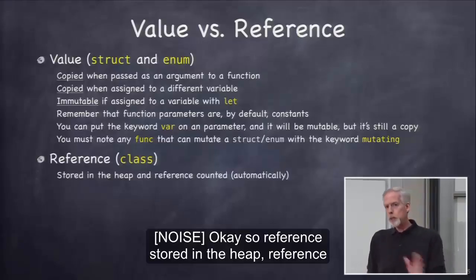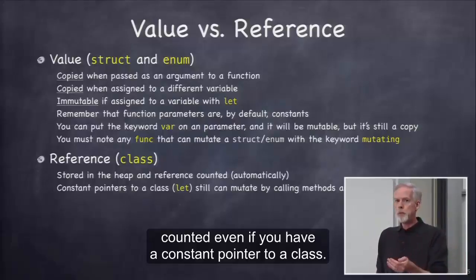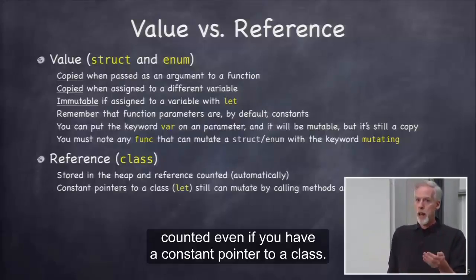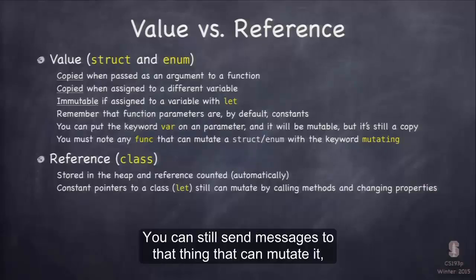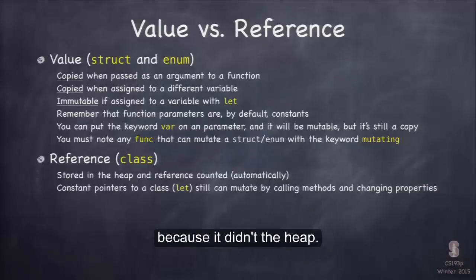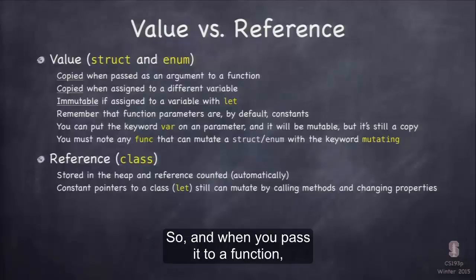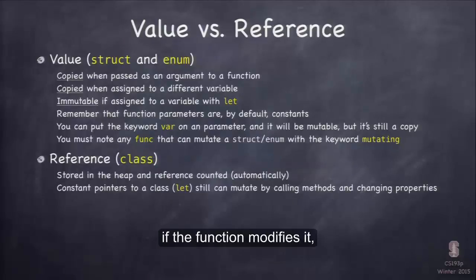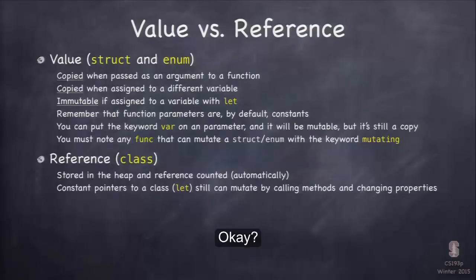So reference types are stored in the heap and reference counted. Even if you have a constant pointer to a class, let something equals the class, you can still send messages to that thing that can mutate it because it's in the heap. All right, so you have a pointer to it. And when you pass it to a function, you're passing a pointer to that thing. So if the function modifies it, it's modifying the thing back where it was called, okay?